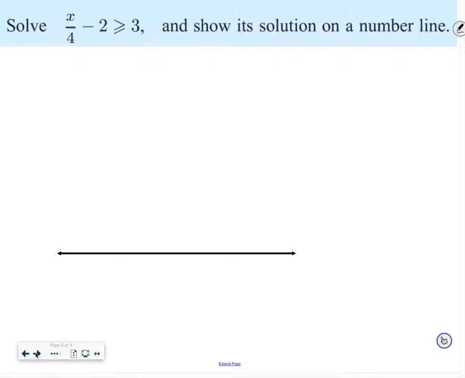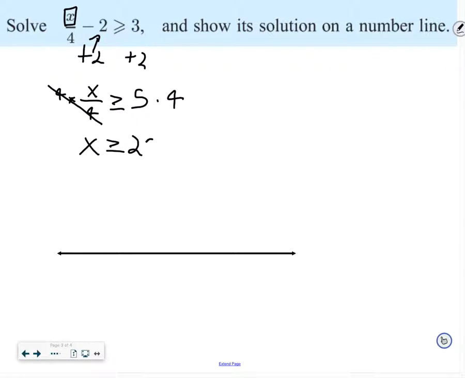Let's look at one more example here with multiple steps. Again, as I solve this, I'm just going to get x by itself. So I pull away my layers. I'm going to deal with the minus 2 first, so I'm going to add 2 to both sides, and I get x over 4 is greater than or equal to 5. Now, to undo the dividing by 4, I'm going to multiply the left by 4 and multiply the right by 4. This will cancel out, and I get x is greater than or equal to 20.